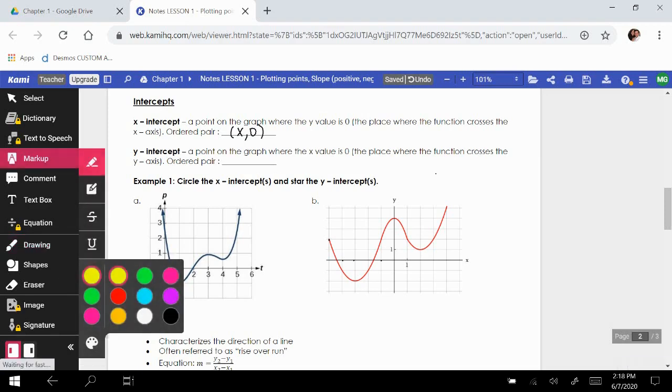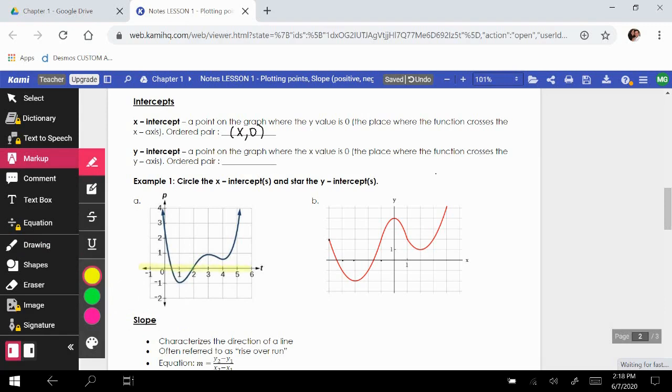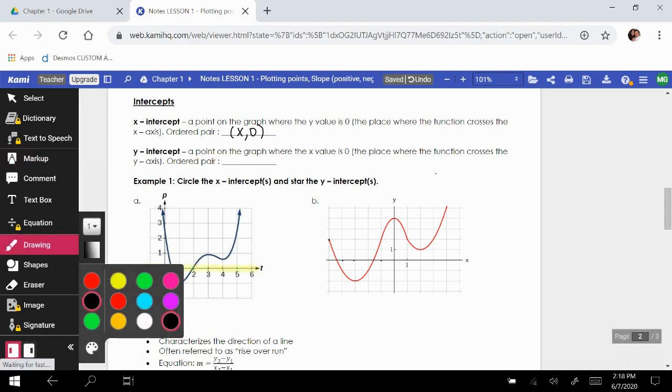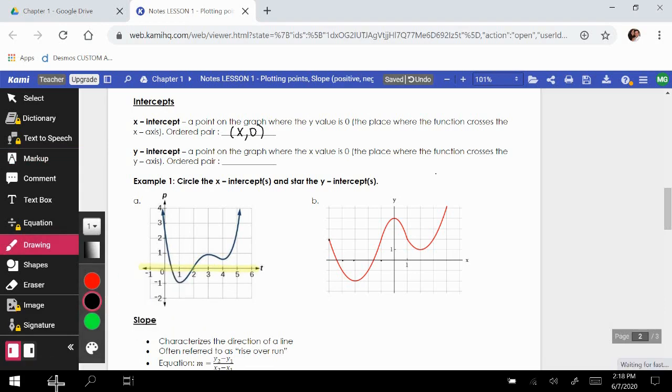So let's take a look at this first picture. Here's the x-axis. Tell me where it crosses that yellow line, or the x-axis. It goes across here and here. All right, let's go ahead and write those x-intercepts. The first one looks like it's at about 0.5 to the right, and then not up or down at all on the y-axis. And then the second one looks like it's 2 to the right, so it's going to be a positive 2, and again not up or down at all on the y-axis.